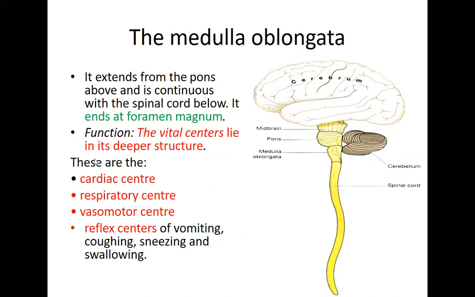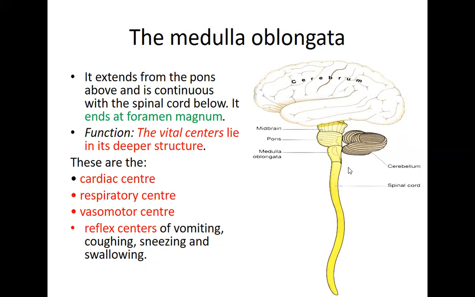So the medulla oblongata is functionally very important. Vital centers lie in its deeper structure. Very important structures lie within the medulla oblongata. Vital structures means which are very important for life. Which are those? One is the cardiac center. The second is the respiratory center. The third is the vasomotor center. And the fourth is the reflex centers like vomiting, sneezing, coughing, and swallowing.